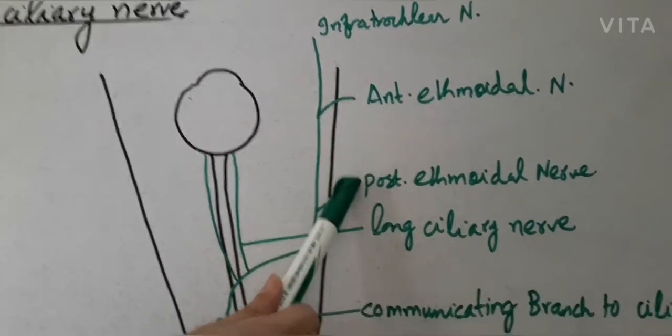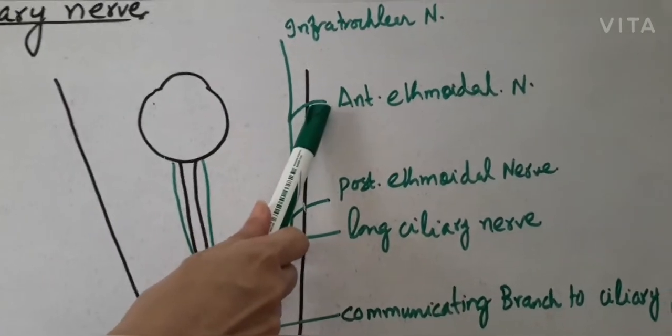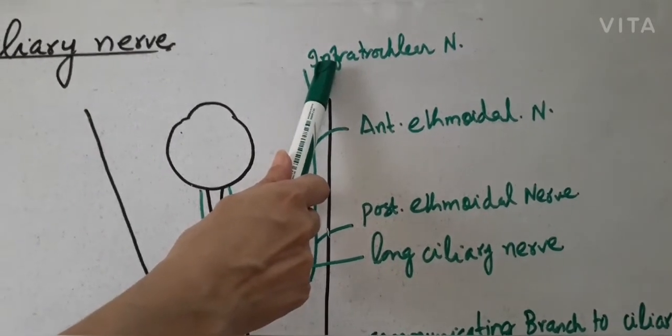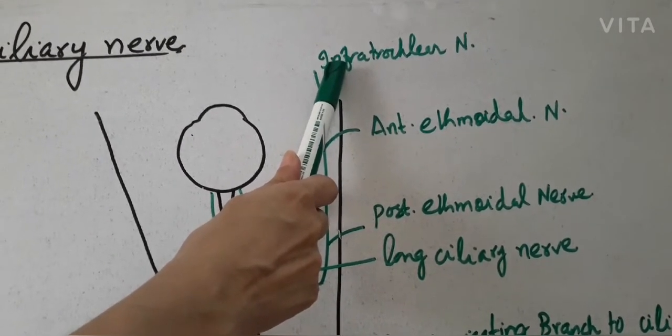The course and supply we have done with the nasal cavity. And finally the infratrochlear nerve, which is a cutaneous nerve, we have already done. So this was the nasociliary nerve.